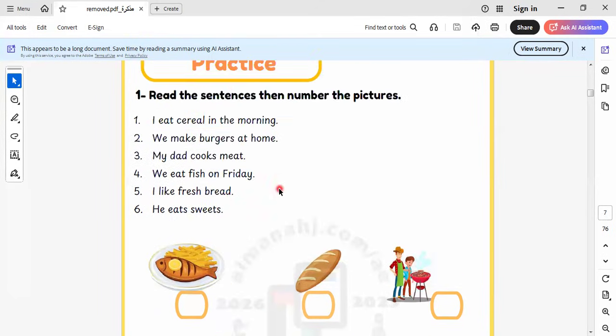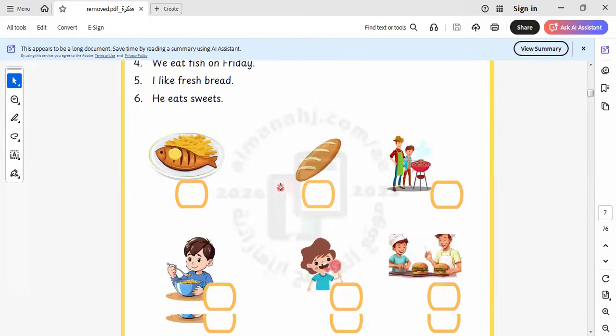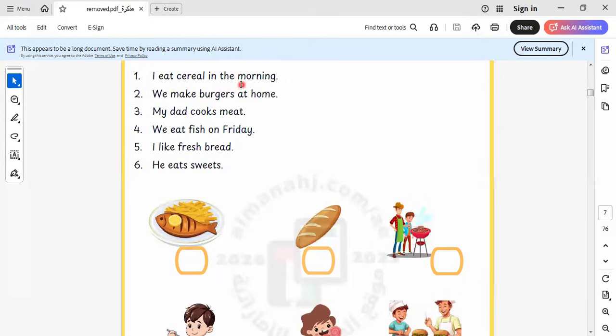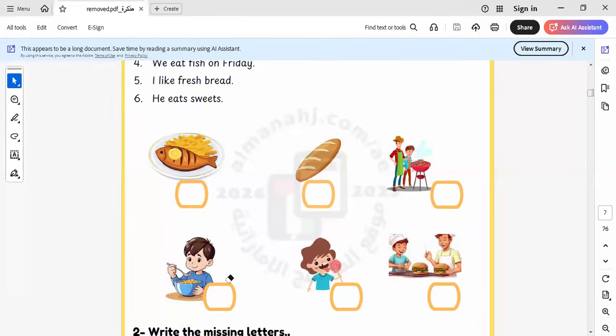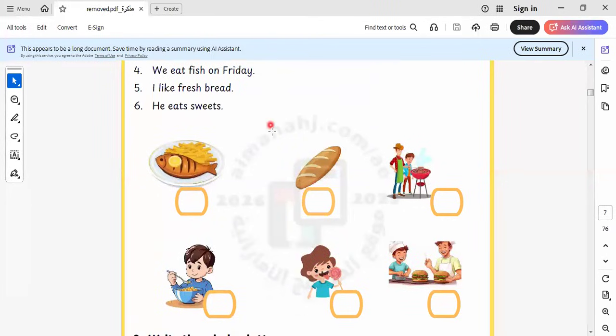Let's go to answer the questions here. Here we say, I eat cereal in the morning. This picture. So I select this. So the first picture is this one. This is the first sentence by this picture.